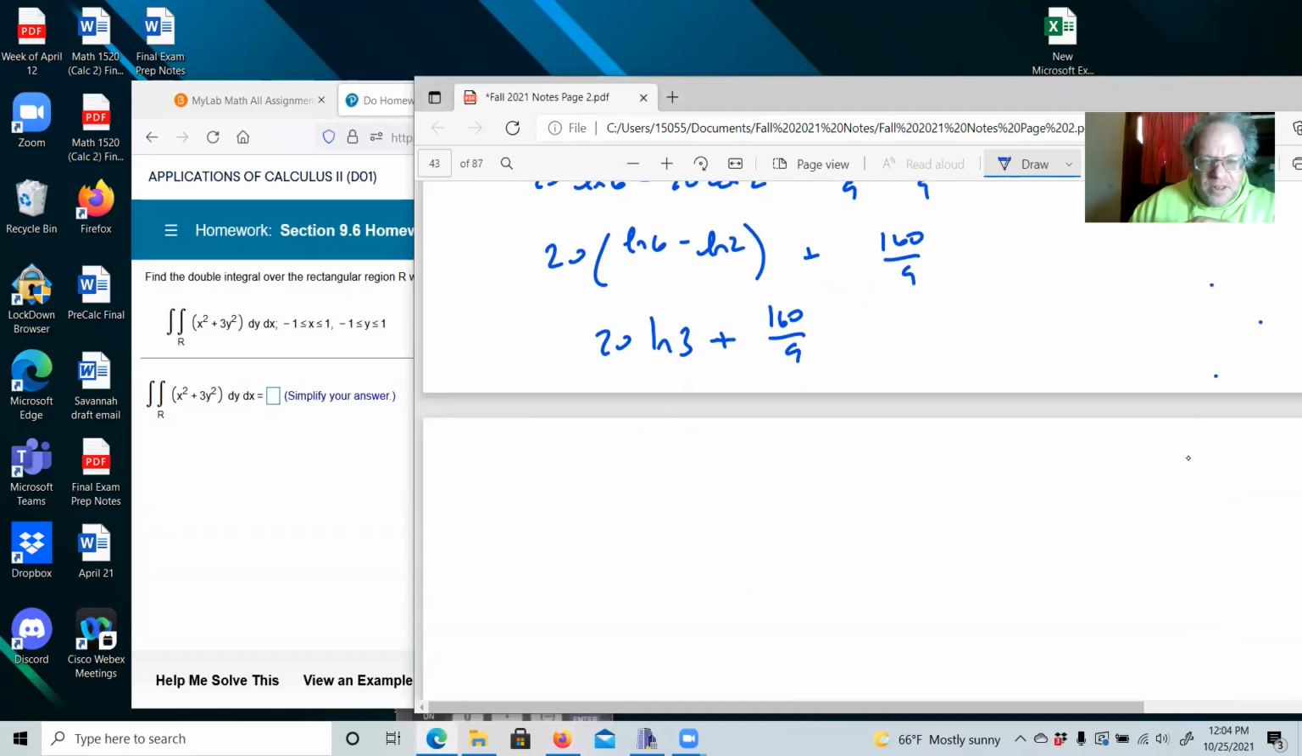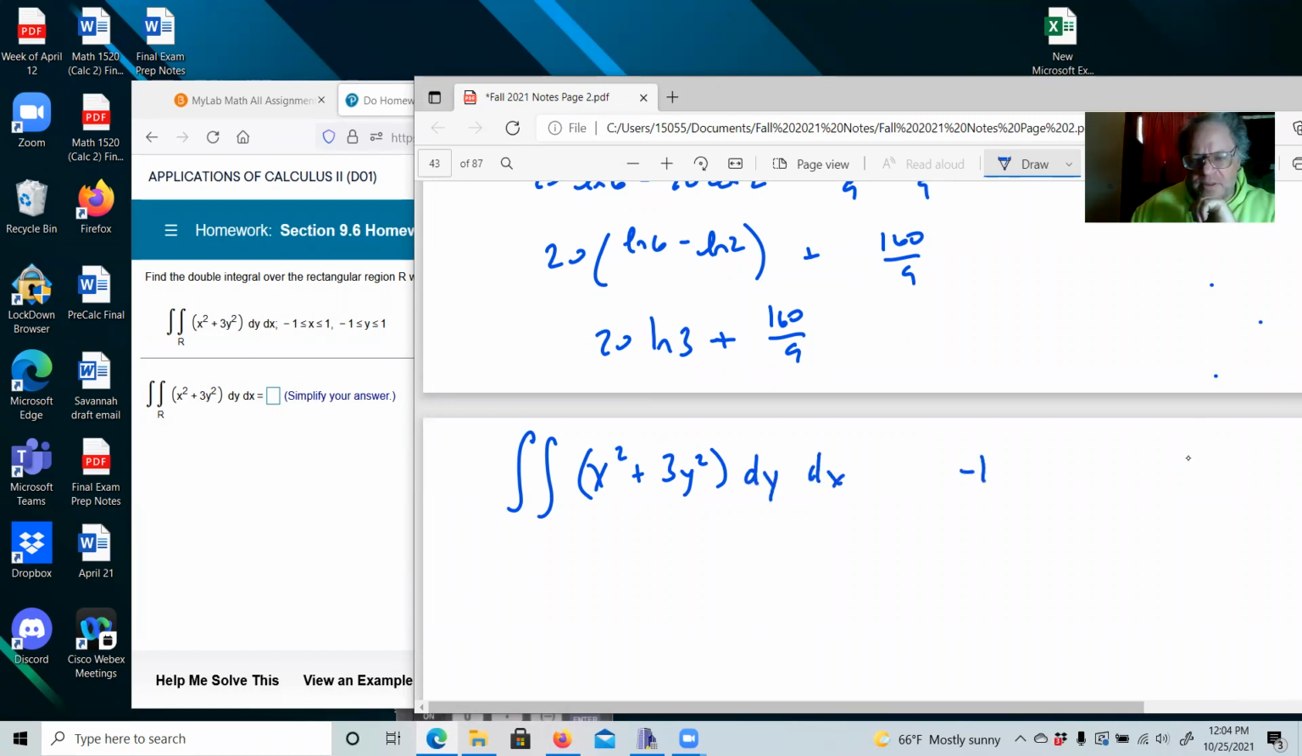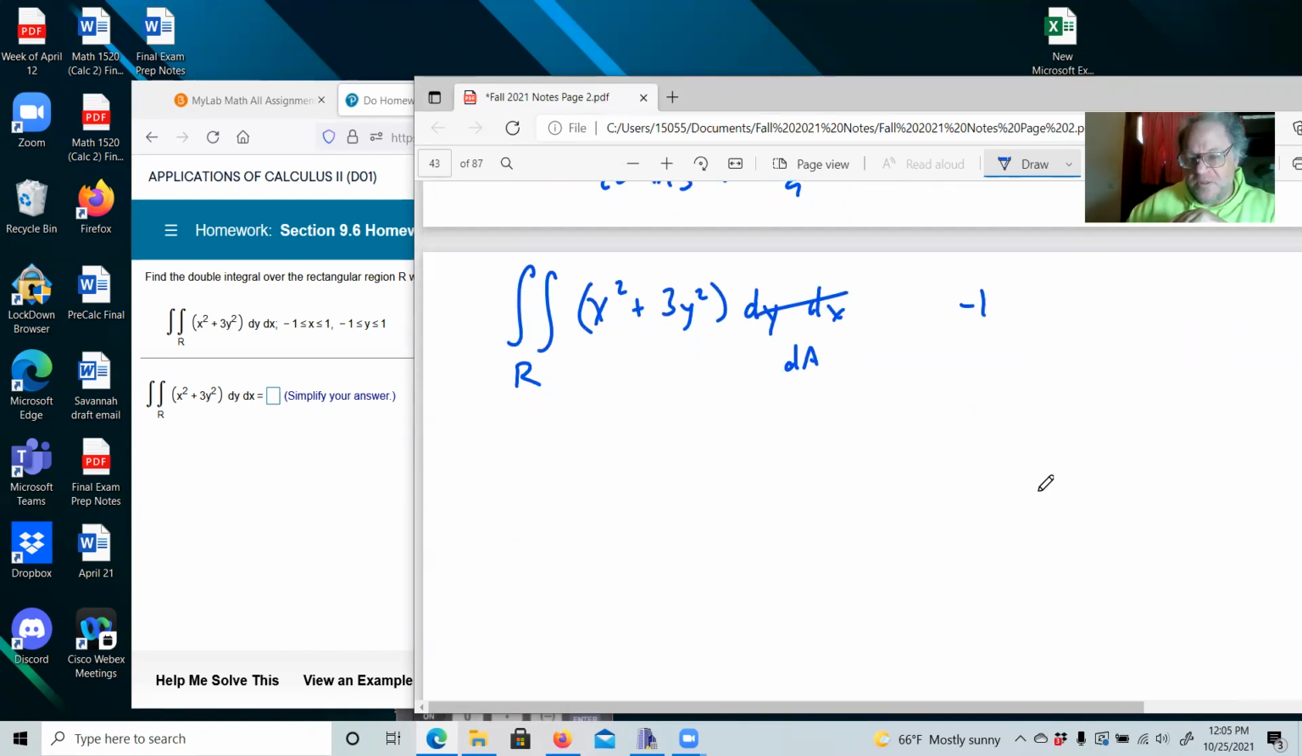So another way of doing this. X squared plus 3y squared dy by dx. A lot of times I'll just say dA here, and then it's up to you to decide. X squared plus 3y squared. We have -1 between x and 1. These do not have to be the same.